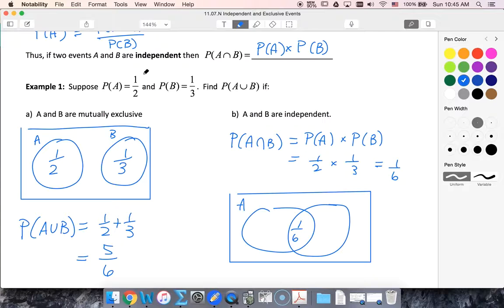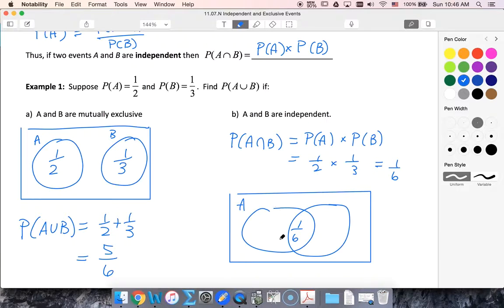My whole probability of A is 1/2. So this has to be the rest to make up 1/2. I know 1/2 is 3 out of 6, so this part must be 2 out of 6. Probability of B is 1/3. 1/3 is the same as 2 out of 6, so this side must be 1 out of 6. So notice B, of course, is the whole circle.